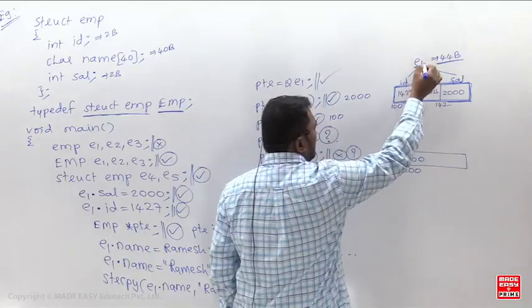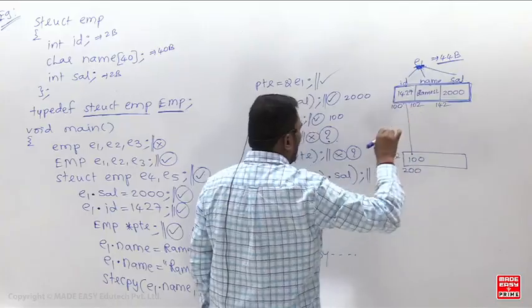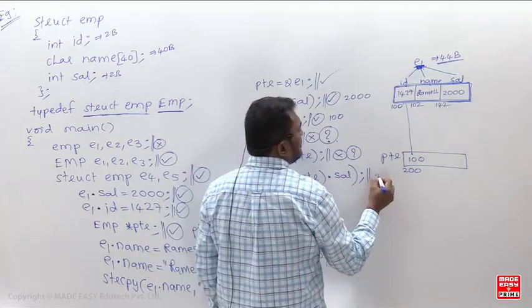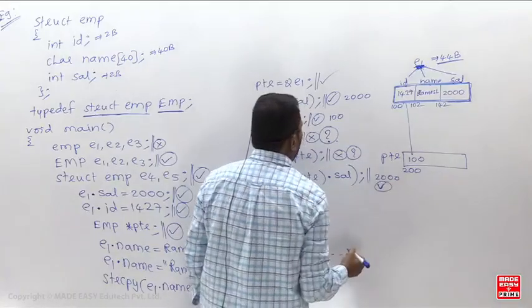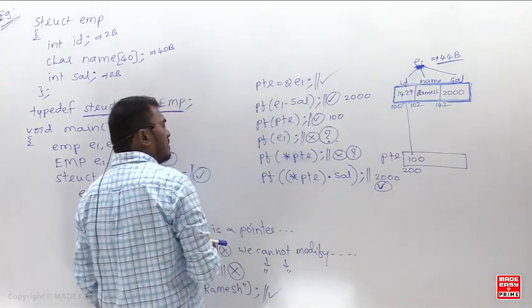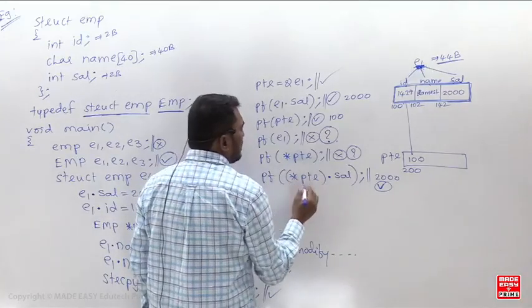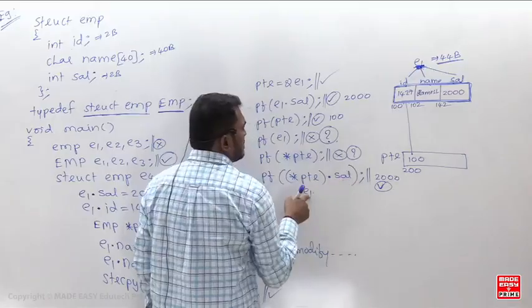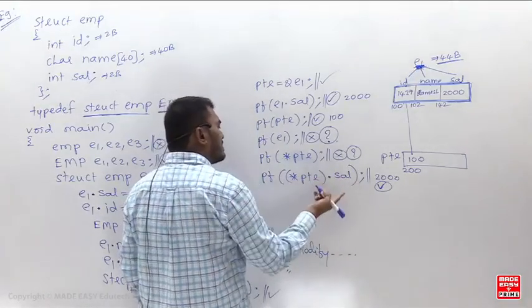You are standing here. You are having three things: ID, name, and salary. So you can print salary. So that is fine. So that will print how much here? 2000, and this is allowed. Now look at here, same thing. Star PTR is the same as E1. So E1 dot salary and star PTR dot salary are exactly the same thing.